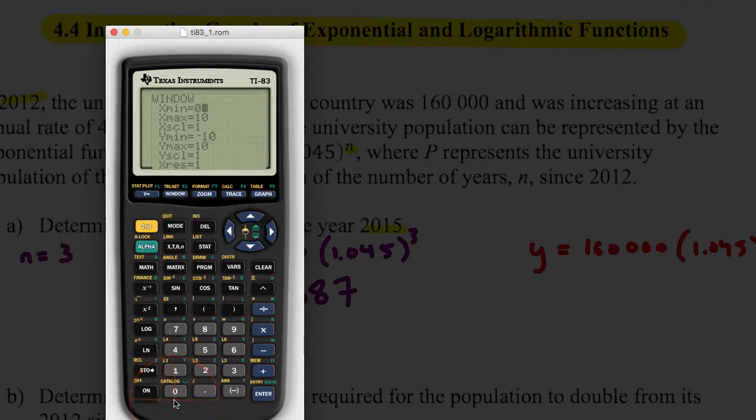Probably 0. In other words, when there's no years after 2012. Okay, now we'll go down to X max. What's the most years you'd want to look after? I don't know, maybe 30 years or so? Probably don't need any more than that. So we'll put 30 in there.